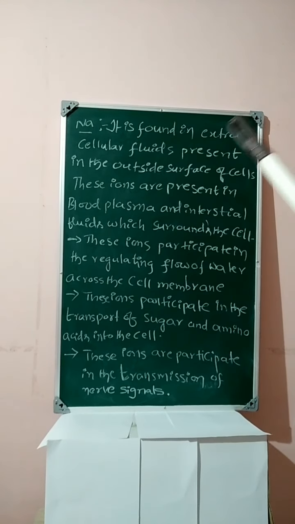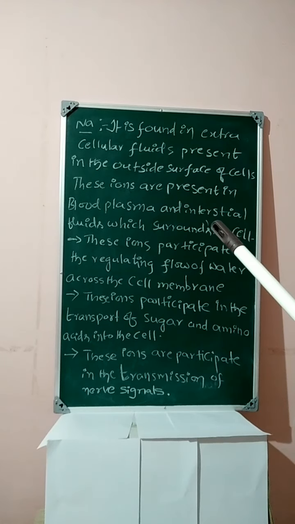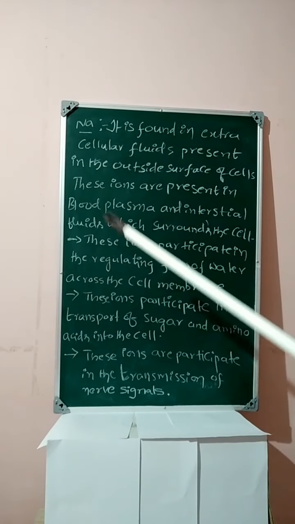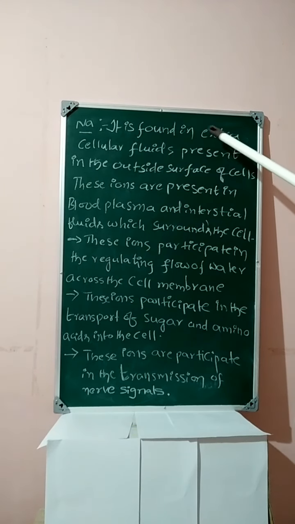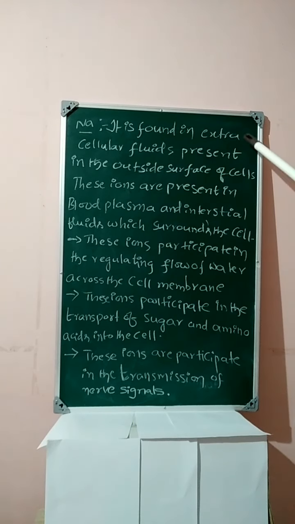Continuation, students. The biological importance of sodium and potassium, like calcium and magnesium, students, previously we discussed similar points. First one, students, regarding sodium we are discussing. It is found in extracellular fluids present outside the surface of the cells. These ions are present in blood plasma and interstitial fluids which surround the cell. Generally, intracellular fluids are present inside the cell, and extracellular fluids outside the cell. Two types of fluids are present.